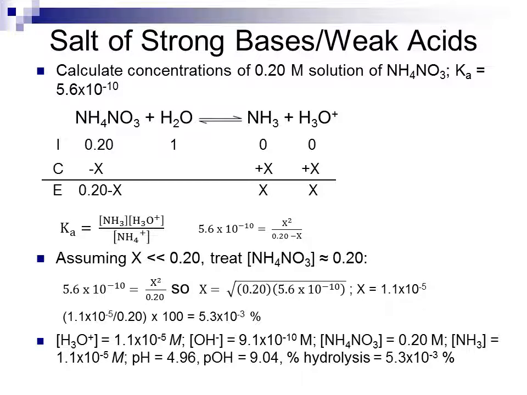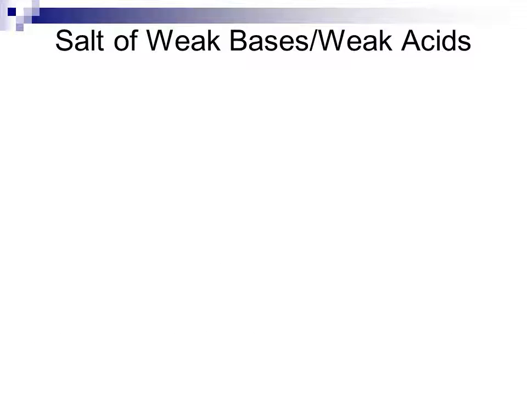Our hydronium concentration is then 1.1 times 10 to the minus 5, which is the same as our NH3 concentration. Our OH minus concentration is 1 times 10 to the minus 14 divided by the hydronium concentration, and our ammonium nitrate concentration stays at 0.2. The percent hydrolysis is 5.3 times 10 to the minus 3, with a pH of 4.96 and a pOH of 9.04.